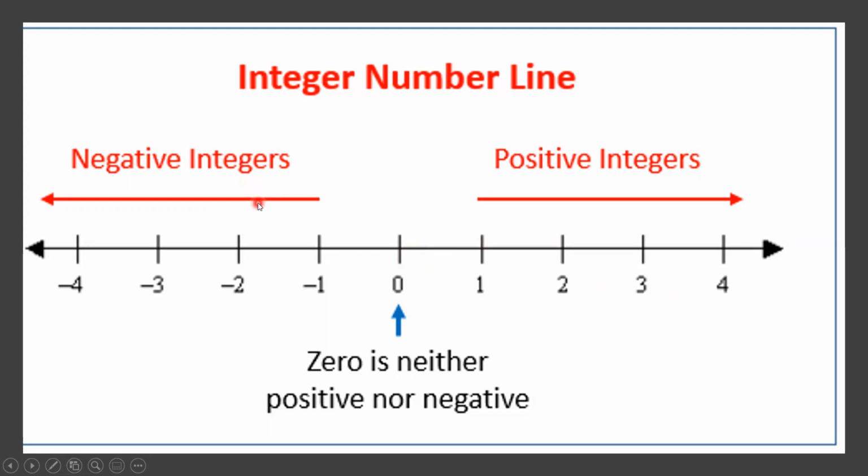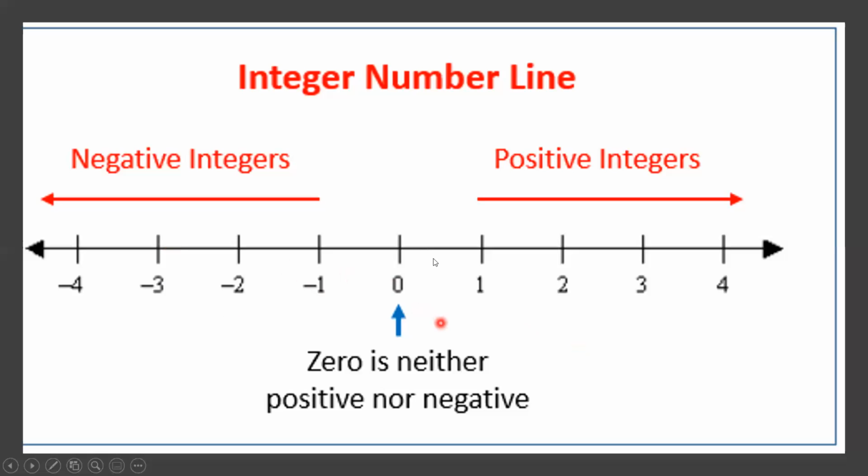But with the negative numbers, it's the other way around. The biggest negative number is the number that is closest to 0, which is negative 1. So as you're getting far from 0, the numbers are decreasing. Negative 4 is less than negative 3, negative 3 is less than negative 2, negative 2 is less than negative 1. So the number that is closest to 0 is the biggest negative number.